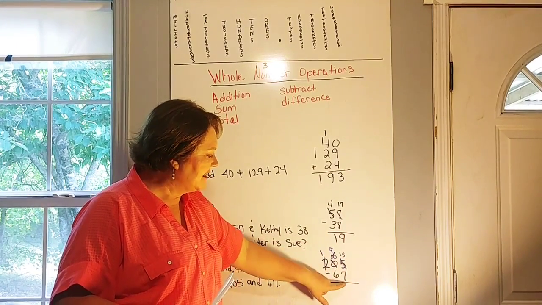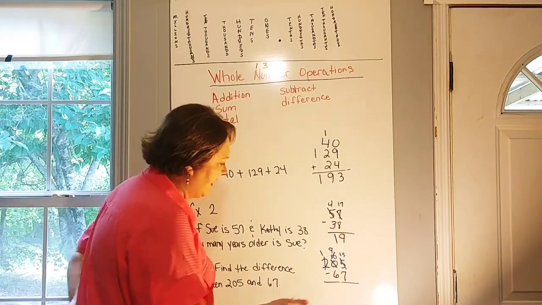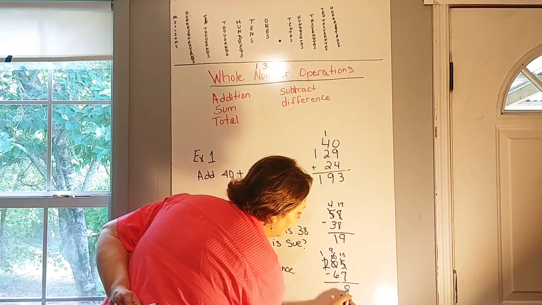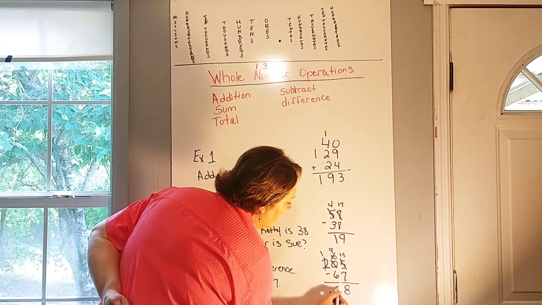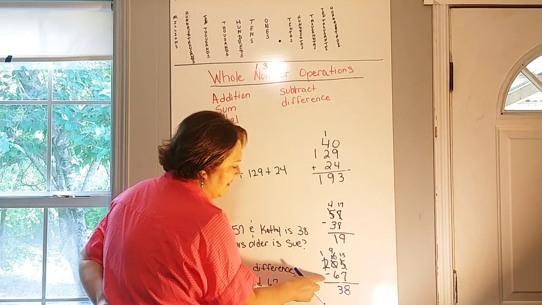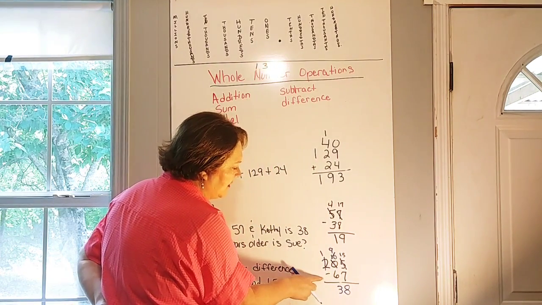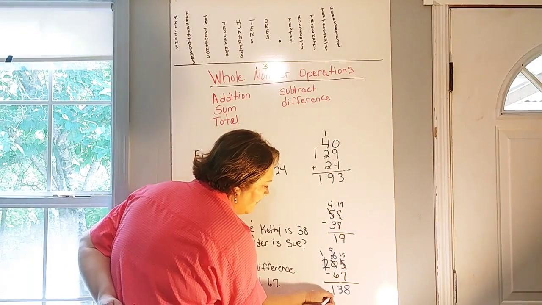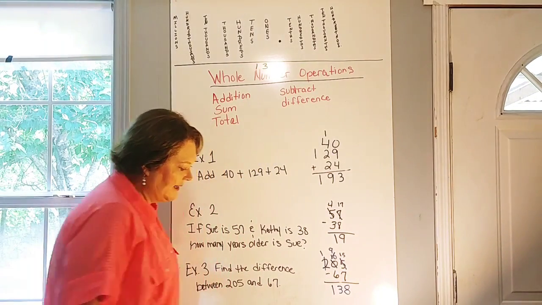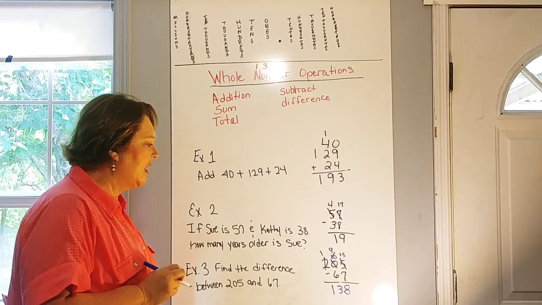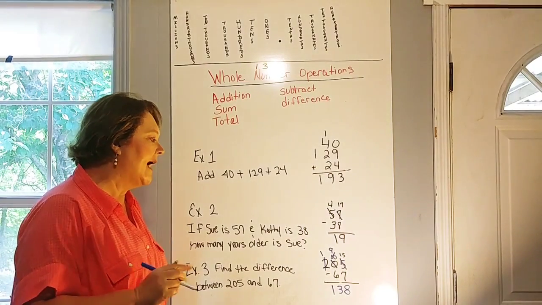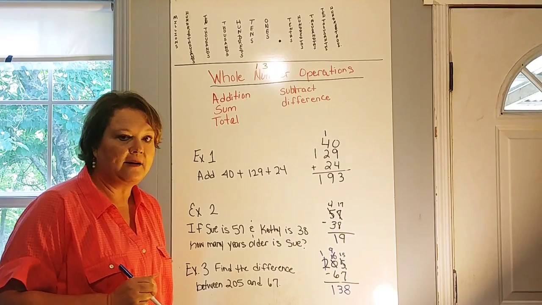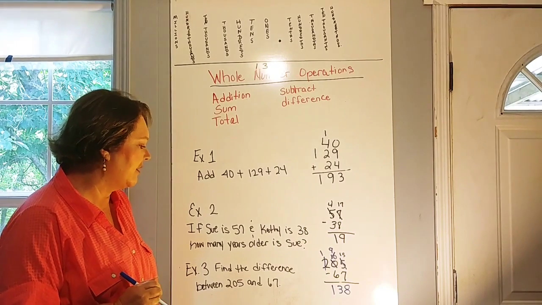So if we take 7 away from 15, we have 8 left. All right, and if we take 6 away from 9, we have 3 left. And we don't have a number here, so if we take 0 away from 1, we have 1 left. Okay, so the answer here is 138. 205 minus 67 equals 138.